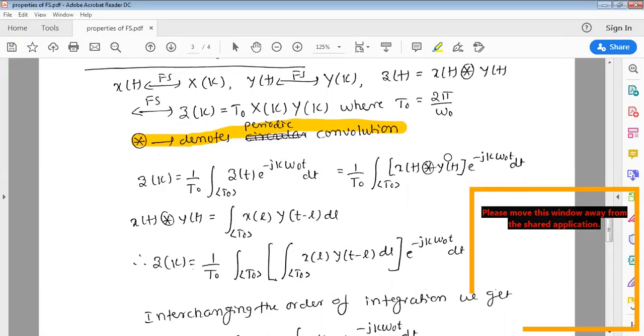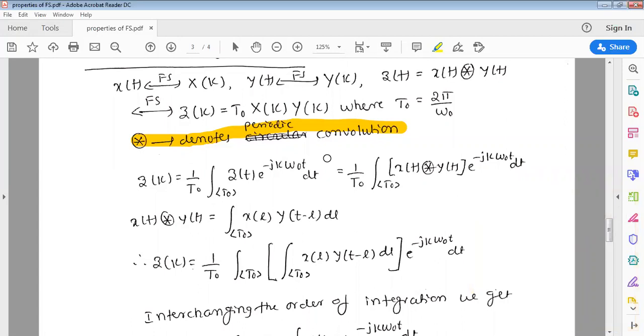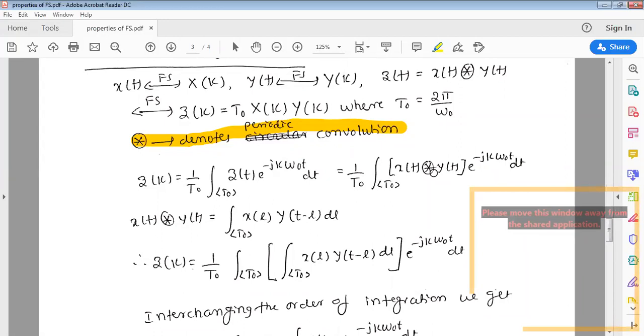So let us take once again z of k is equal to 1 by t naught, integral of z of t into e power minus jk omega naught t. This is the previous equation we know. What is your z of t? Z of t is equal to x of t convolved with y of t for a period of t naught, one complete period, into e power minus jk omega naught t. What is the convolution equation? X of t convolved with y of t, what do we write? X of lambda, some variable, or x of tau, something like that, into y of t minus lambda d lambda.